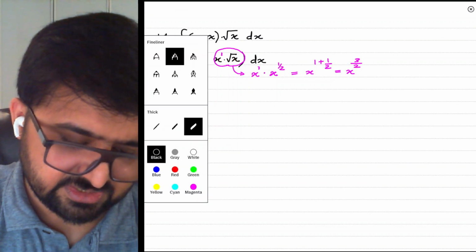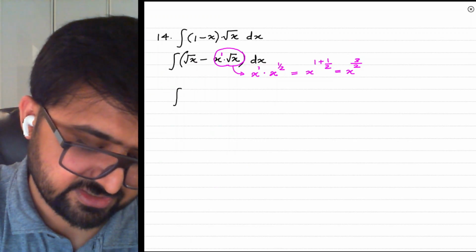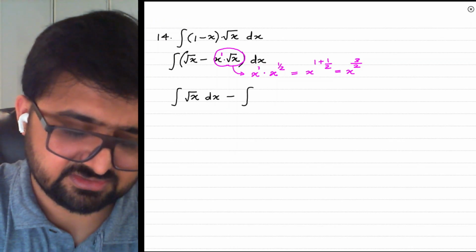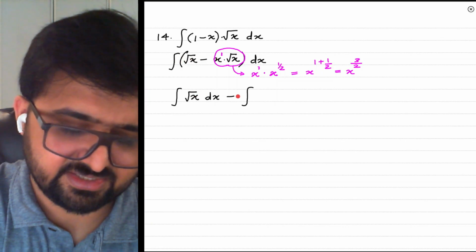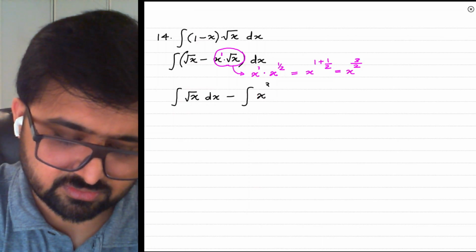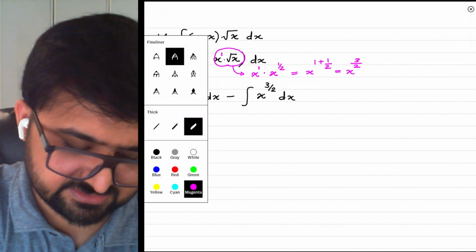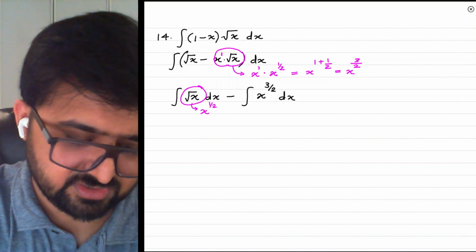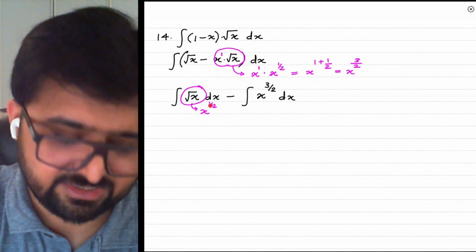Now let's split the integral into those two terms. So give integration to both the terms. First integral is root x dx minus integral, the second term is x to the power 3 by 2 dx. Also, we can just write this square root of x as x to the power half.